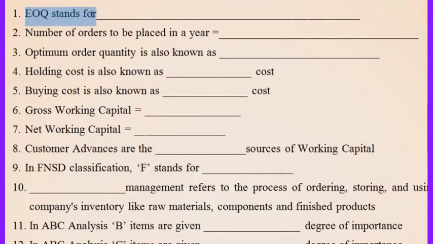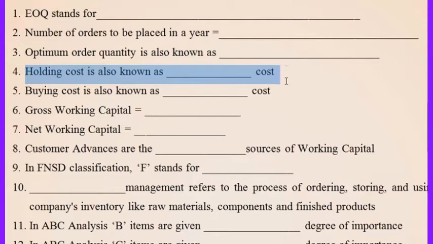First question, EOQ stands for Economic Order Quantity. Second, number of orders to be placed in a year. Number of orders to be placed in a year means total quantity divided by EOQ, or annual requirement, annual consumption divided by EOQ. The last question is also related to this. Next, optimum order quantity is also known as dash, economic order quantity.